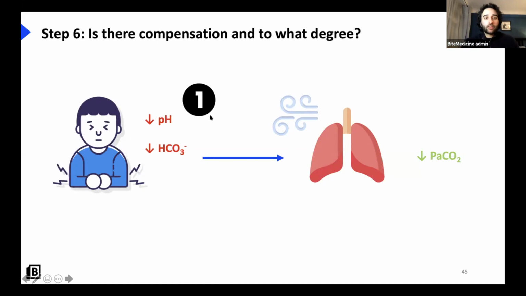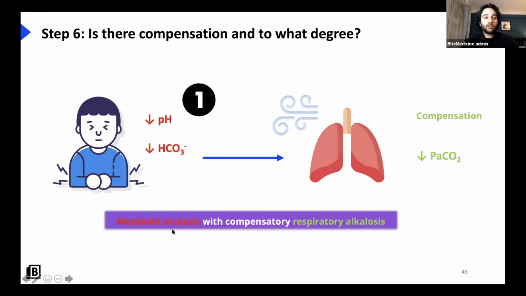Perfect. The primary problem is this. We can tell that this is the primary problem because if we were thinking, could this be respiratory acidosis? Well, it can't be because the PaCO2 is low, not high. So that's why it has to be a metabolic acidosis, and that's why that's the primary problem. So you've all said it spot on, metabolic acidosis with compensatory respiratory alkalosis.